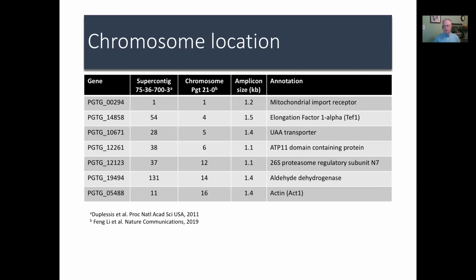So this gives an overview of the 7 genes that we selected. It gives locations both in supercontigs from the original PGT assembly, and chromosomes that have been defined in the more recent Feng Li paper. It shows the amplicon size and the annotations for each of these genes.